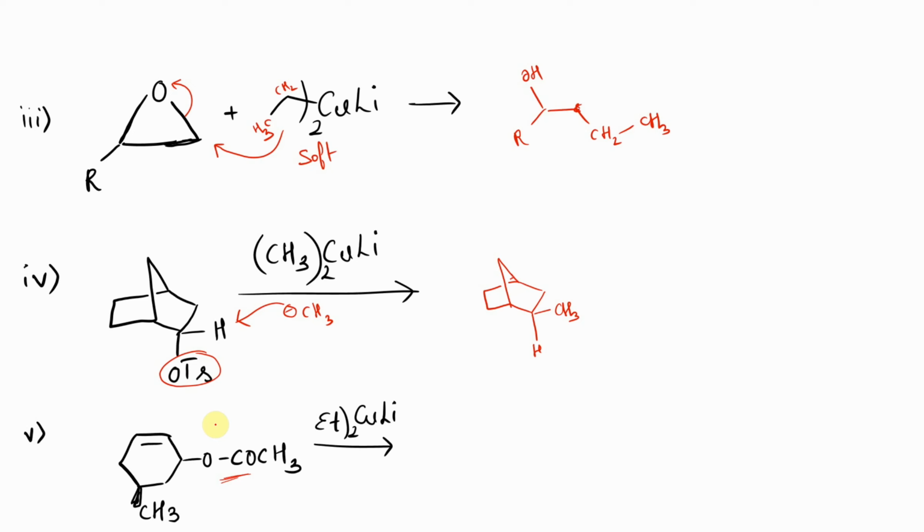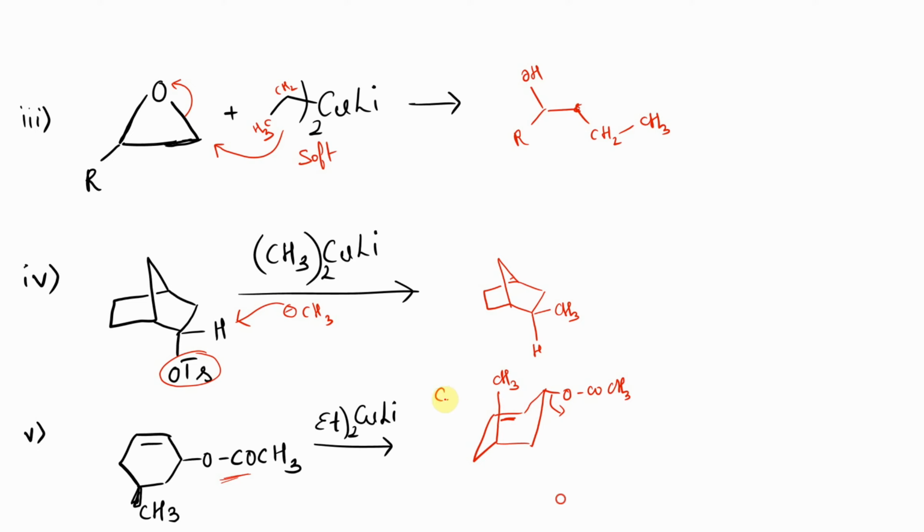Let us write the chair form of this structure. This compound has OCOCH3 in this position, and this carbon has CH3 in this direction, that is, in the axial position. Now we have a double bond over here. The attack should be by an SN2 mechanism, such that the leaving group leaves in the opposite direction from the attack of the ethyl group.